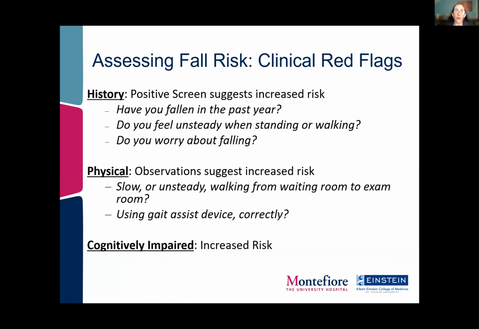And then if an individual has a positive screen for increased risk of falls, such as a fall in the past year, feeling unsteady when walking, worrying about falls, or if on physical exam, we make observations that suggest increased risk, like the patient is slow or unsteady walking from the waiting room to the exam room, or if they're not using their gait assist device correctly.